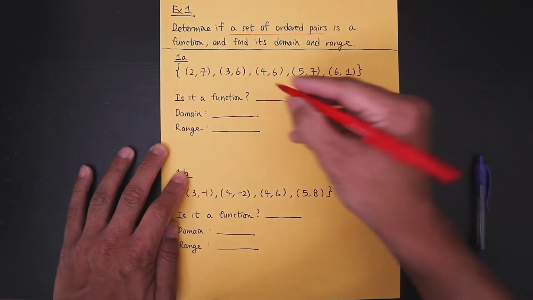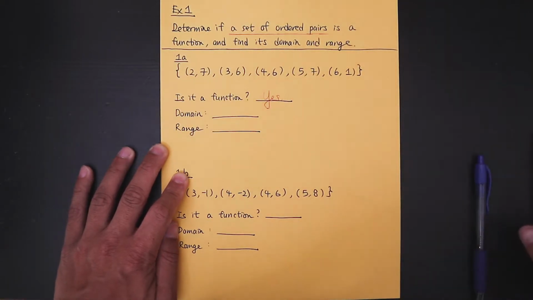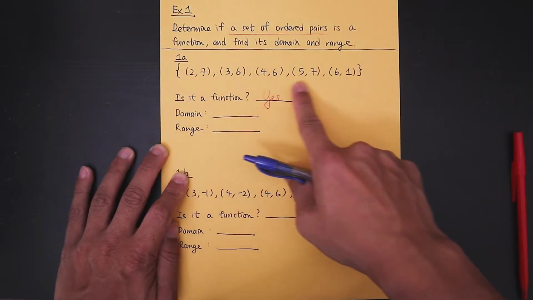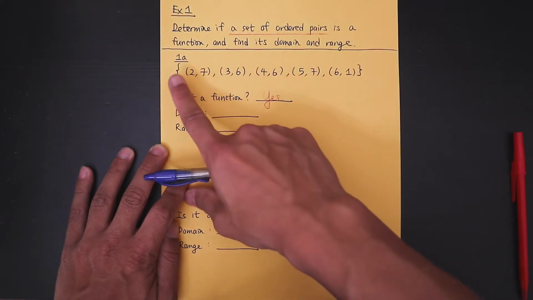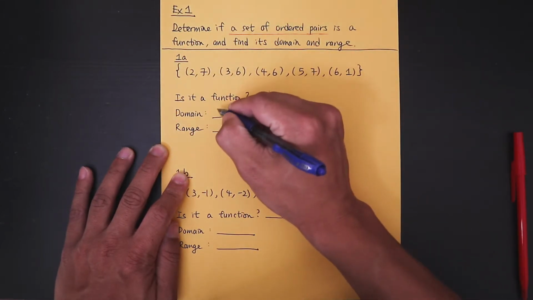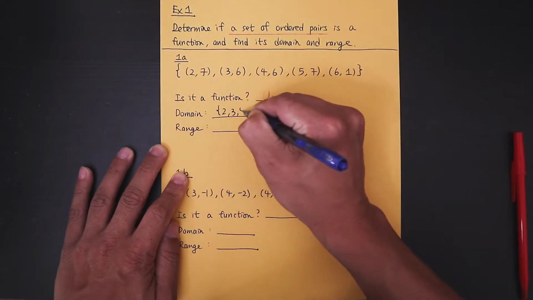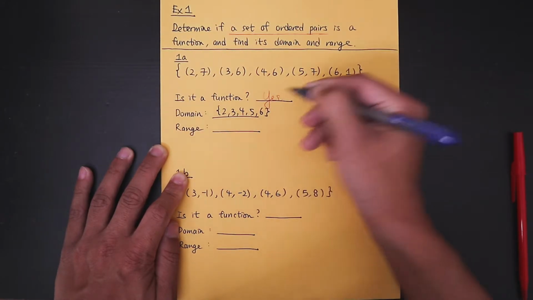So is it a function? The answer is yes. In the domain, you have to order them from least to greatest on the x value. So it's going to be 2, 3, 4, 5, 6. So you're going to put an open bracket, 2, 3, 4, 5, 6, close bracket.